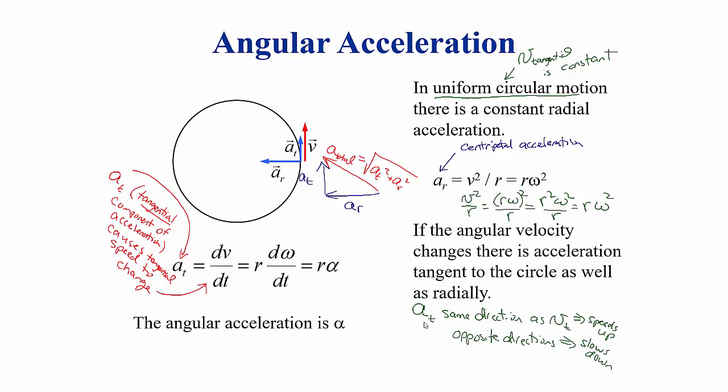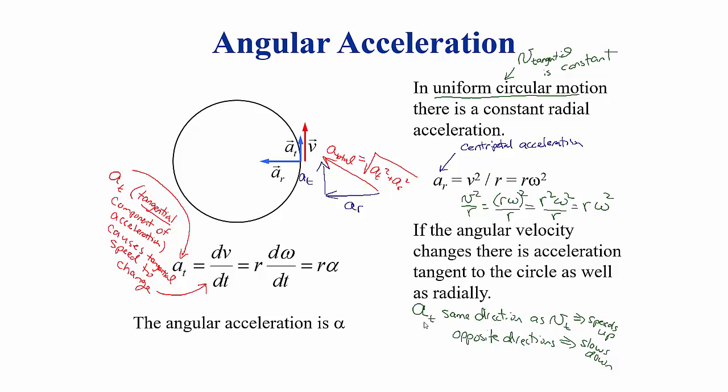And something that we talked about with one-dimensional motion, if the linear acceleration is in the same direction as the velocity, the object is speeding up. So here, if the tangential component of the acceleration is in the same direction as the tangential velocity, the object is speeding up as it moves around the circle. And if the tangential component of the acceleration is in the opposite direction of the tangential velocity, that object is going to be slowing down.